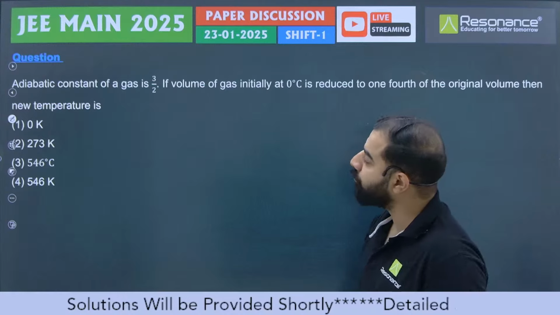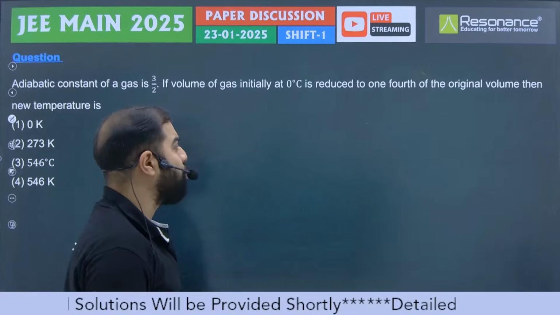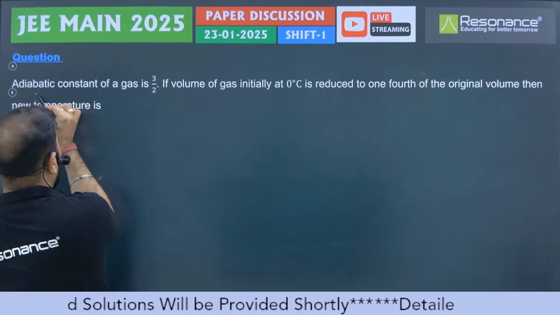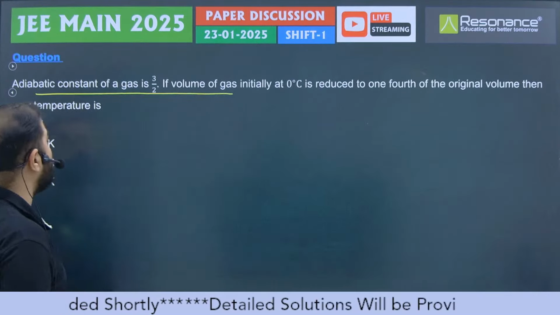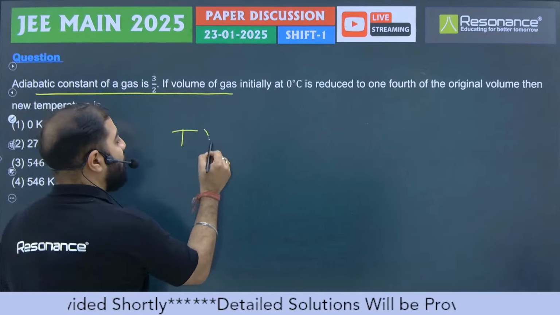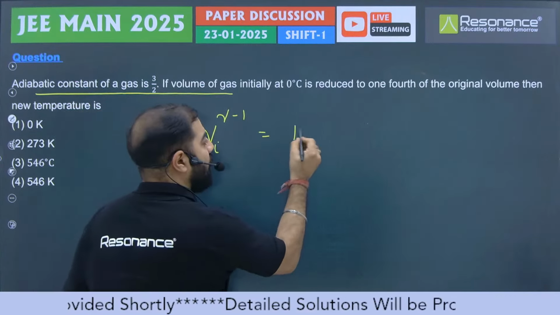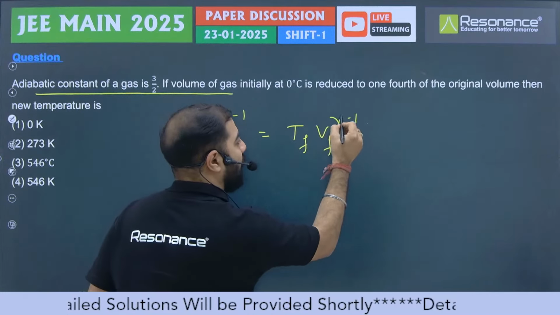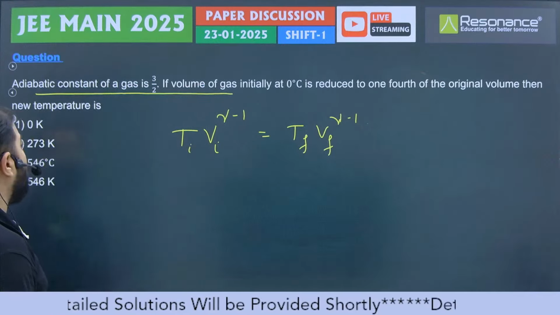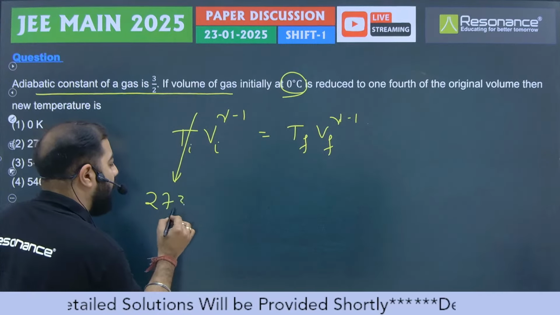Let's go for the next question. The adiabatic constant of a gas is 3 by 2. If the volume of the gas, initially at 0 degrees Celsius, is reduced to 1/4 of its original volume, then the new temperature is? When we talk about this type of process, which is adiabatic, with the adiabatic constant given, we can use the formula T V to the power gamma minus 1 equals constant, just like PV to the power gamma is constant. Initial temperature is 0 degrees Celsius, so we write it as 273 Kelvin.